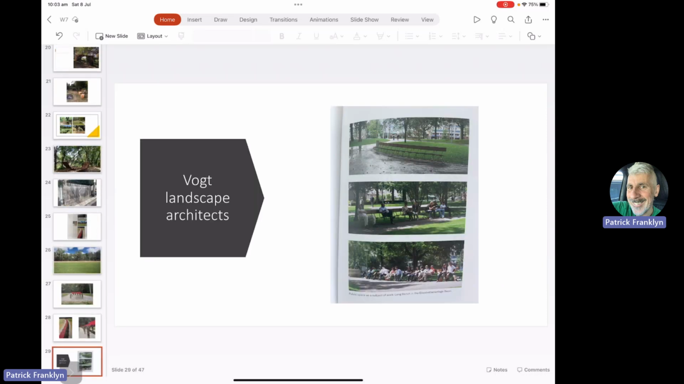And I'm just throwing in here this idea of the long bench. This is a quick image from Voigt Landscape Architects, who are in Switzerland. They have done some brilliant projects, but particularly that top image, but how people use public space. And again, what is the scale of your spaces? So some of you will have much more intimate sort of spaces than others.